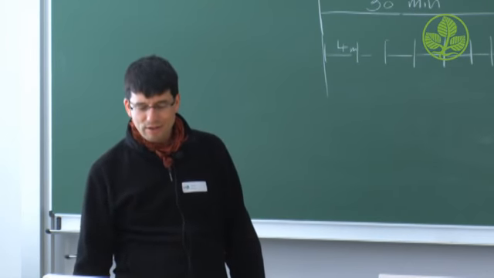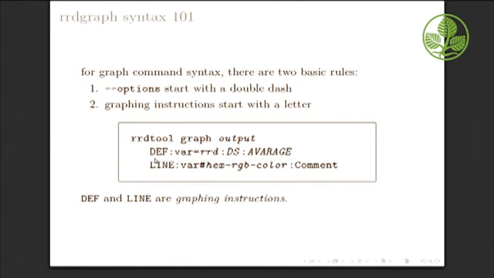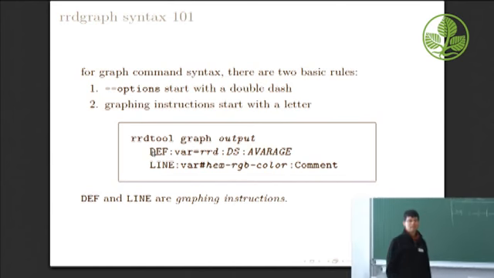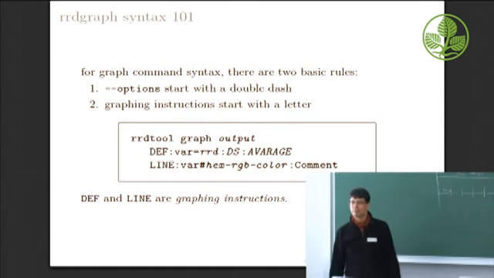And then there are instructions which do things to the graph. So there's the line instruction, which actually paints a line on the chart. And they don't start with dashes, and their position is relevant. So things happen in that order. So these instructions are like a little program you're handing to rrdgraph, and rrdgraph will execute that program.